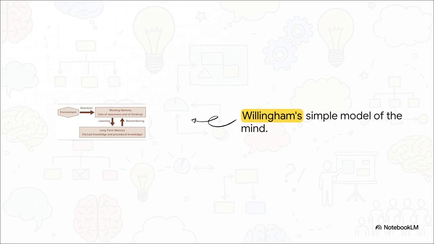Here's how it flows. For any new information from the environment to stick, it first has to capture our attention. Once it has our attention, it drops into the working memory. Think of this as the active construction site of your awareness. It's where the thinking happens. Finally, if we process that info effectively, it moves down into our long-term memory, which is basically an infinite storage locker for factual and procedural knowledge.